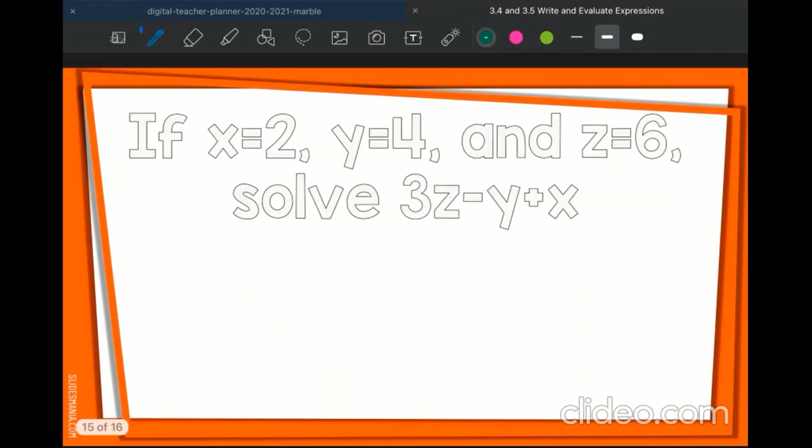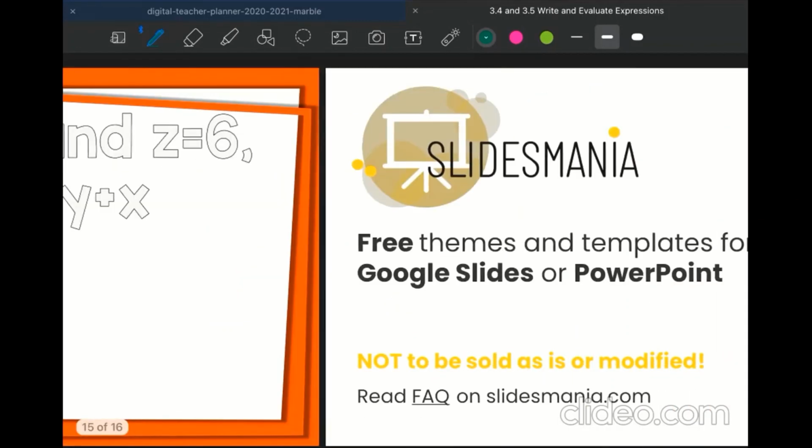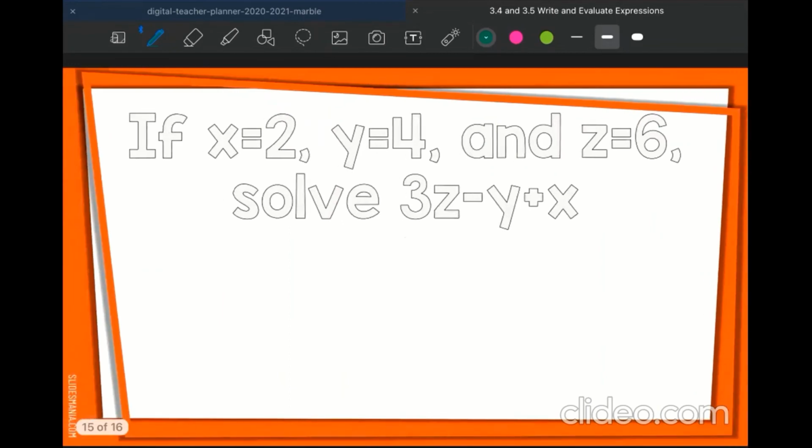All right, let's do another one. Oh, this one's a little tricky, but I promise it's not. This now is just 3 variables, 3 different variables. So all you're going to do is plug in the 3 different variables. Guys, please stop. We are almost done with this lesson. So what does that 3z, what operation is between 3 and z? Who can tell me, Mark?